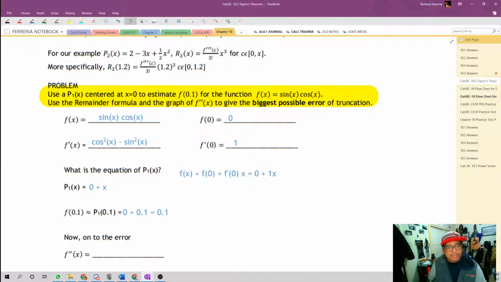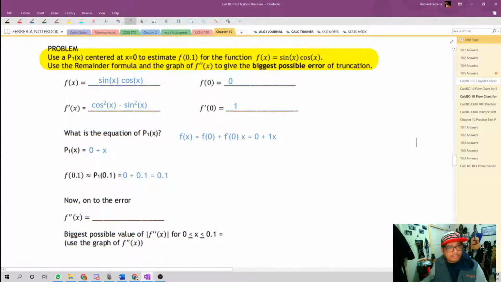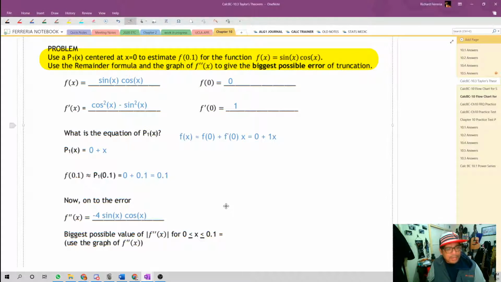Now it's time for us to look at the error. We start by looking at the second derivative. So what is the derivative of cosine squared x minus sine squared x? And you can work that out. That's negative 4 sine x multiplied by cosine x. Next thing we're going to do is use the graph of negative 4 sine x cosine x to figure out the biggest possible value of the absolute value of f double prime of x.